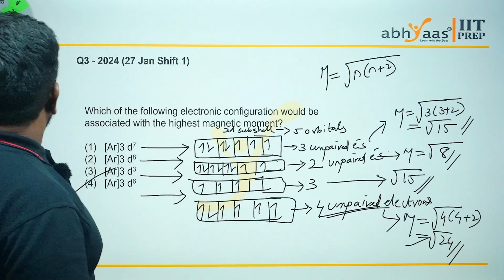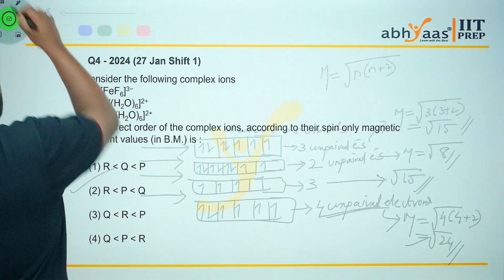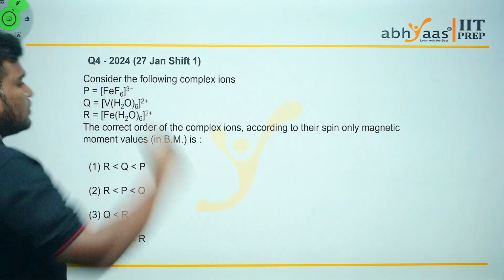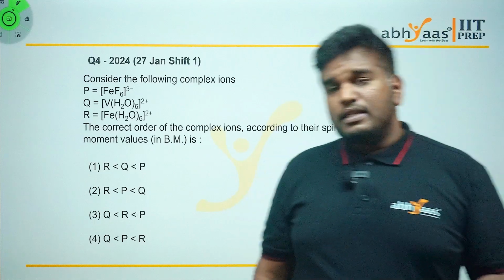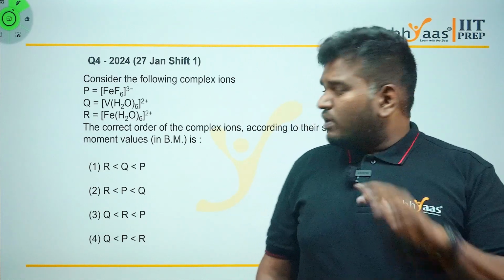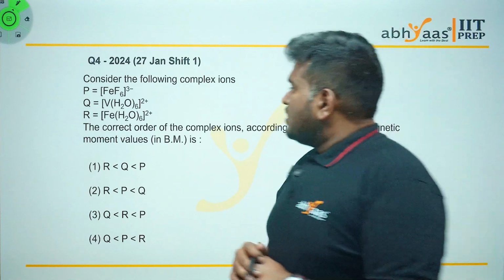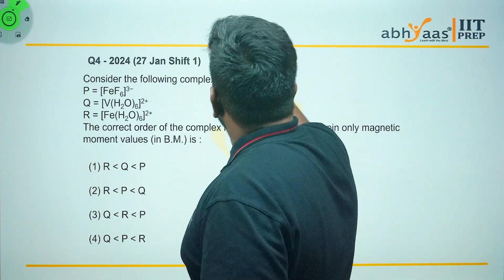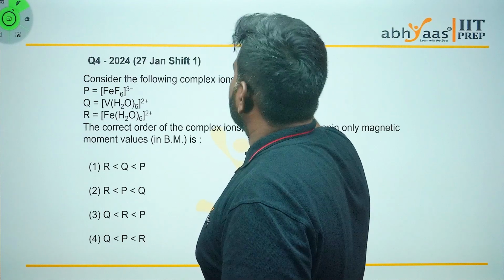Now we will go to the fourth question. So what is the fourth question? Here this is actually a question which is related to your coordination compounds, but they have asked the magnetic moment. So magnetic moment will also come in atomic structure. So we will see how to solve this particular question. So here you have to take the coordination compound FeF6 3 minus.